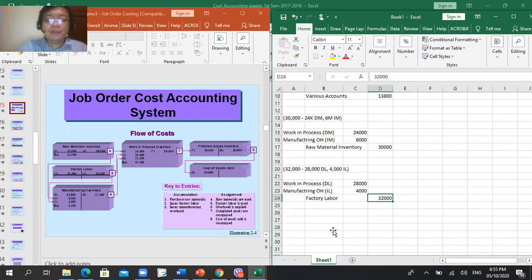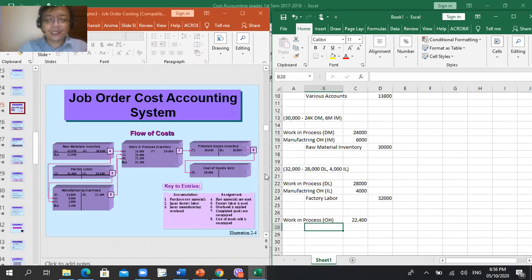Number 6, we will finish everything. Overhead is applied. Let's just look here. Overhead applied is worth 22,400. Meaning, if there's an overhead applied, it is charged to work in process. To be discussed further next meeting. You have overhead. How much would be the overhead? The answer is 22,400. All right. What is the credit?